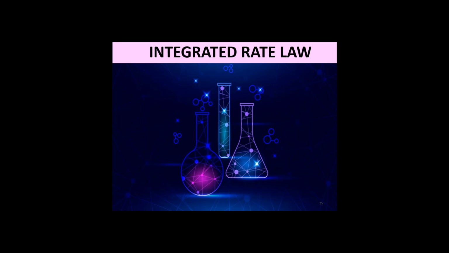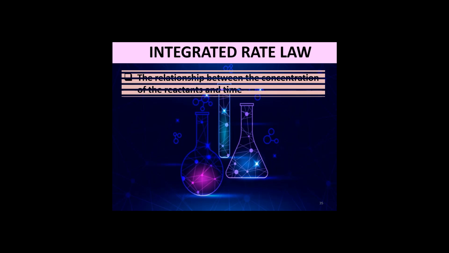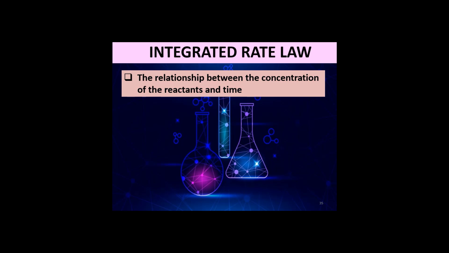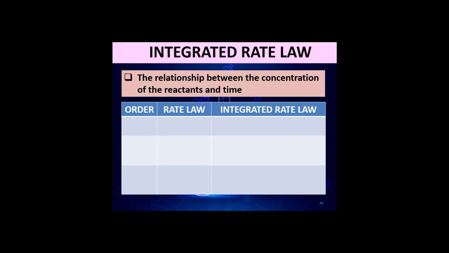If we want to discern the concentration at any given time, we can use integrated rate law. Integrated rate law shows the relationship between the concentration of a reactant and time. We will use different integrated rate laws depending on the overall reaction order. For zero order, concentration A naught minus concentration At equals kt. A naught is initial concentration while At is remaining concentration at a certain time.